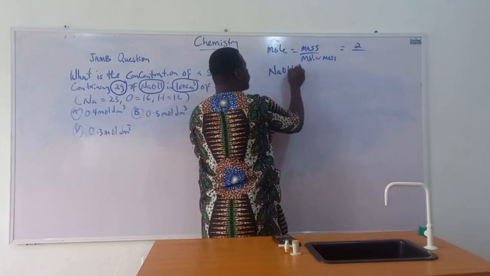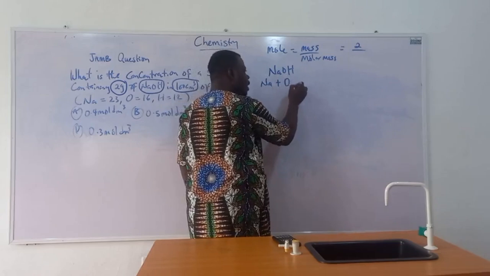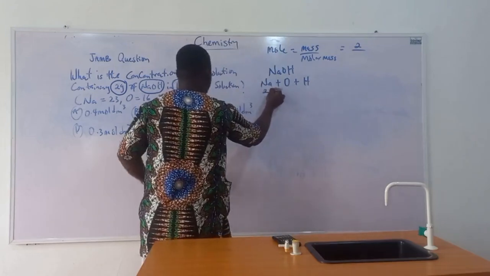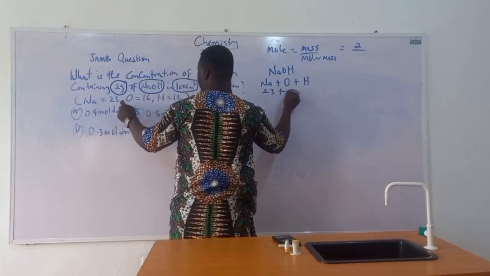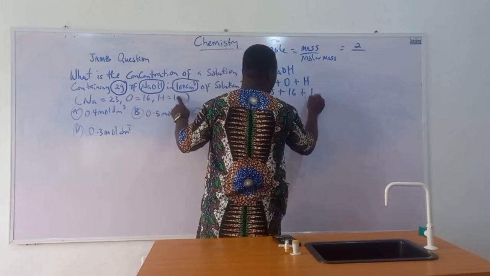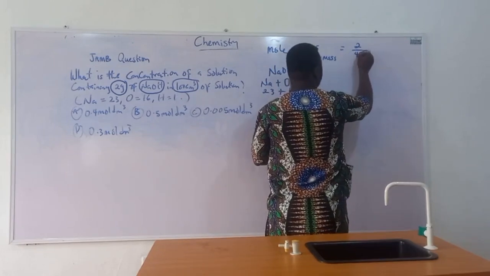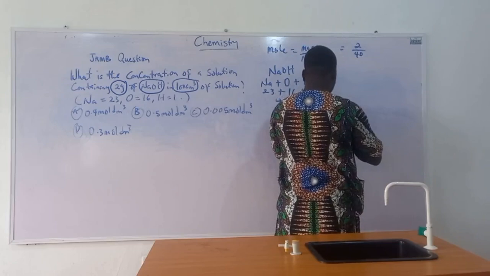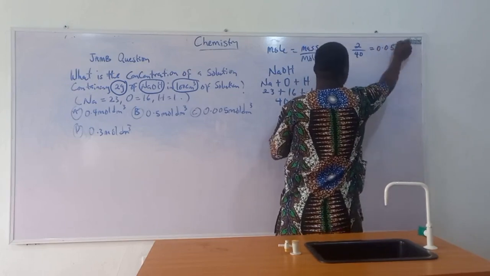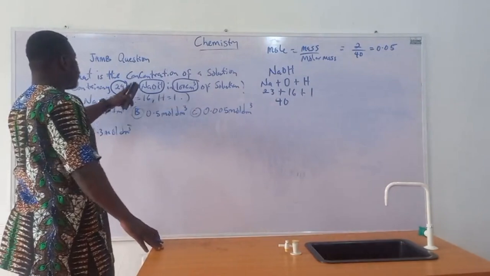Now remember, what should be at the back of your head is that whenever mass, which is gram, is given, just recall this formula that says mole equals mass over molar mass, which is equals to 2 over the molar mass. So what is the molar mass? We have this compound, sodium hydroxide. So we have 1 sodium plus 1 oxygen plus 1 hydrogen. So this is 23 plus 16 plus 1. So this is 40, right? So 2 over 40 is 0.05. Now, what did they ask us to calculate? It is not the mole. They ask us to calculate for concentration.